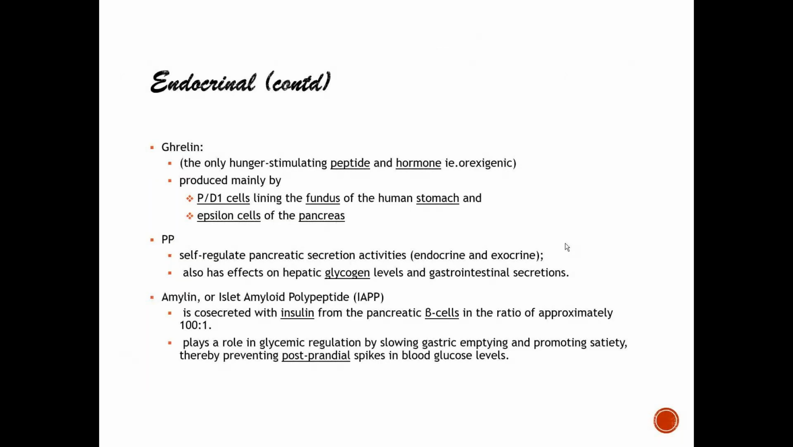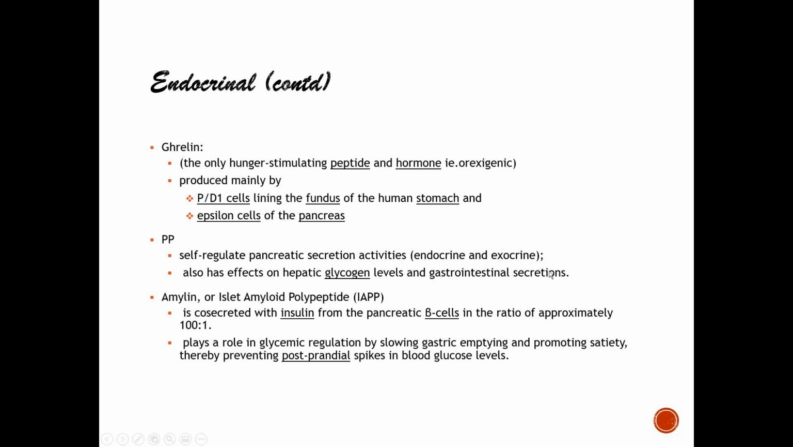But just to mention three other hormones which are being produced at the level of the pancreas. And the ghrelin, I told you, is the only hunger stimulating, or orexigenic, peptide, primarily from the fundus of the stomach. I just did not tell you that it is also from the pancreas. That is responsible for your hunger. Whenever you feel hungry, you're basically under the effect of ghrelin. Then you got the self-regulated pancreatic secretion of the polypeptide. It also affects the hepatic glycogen levels and gastrointestinal secretions.